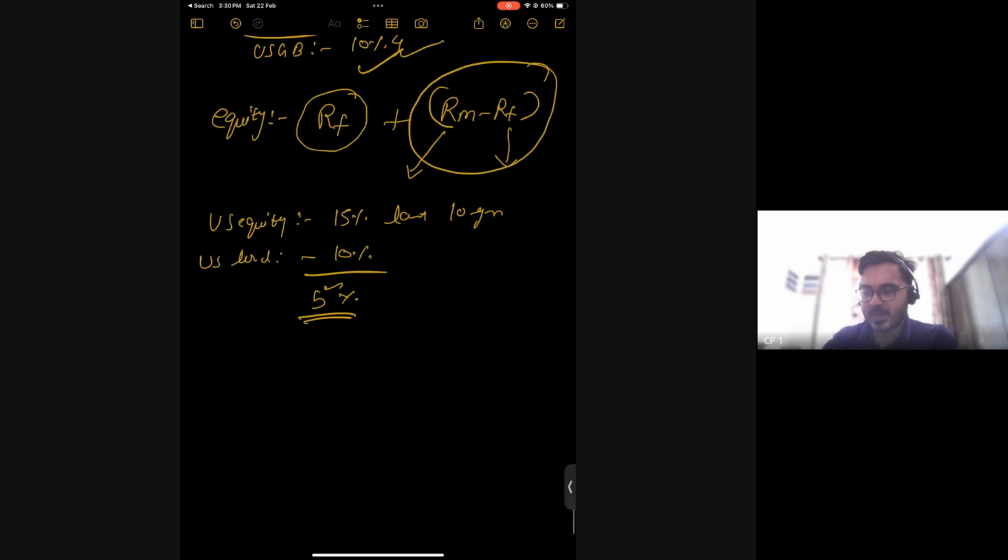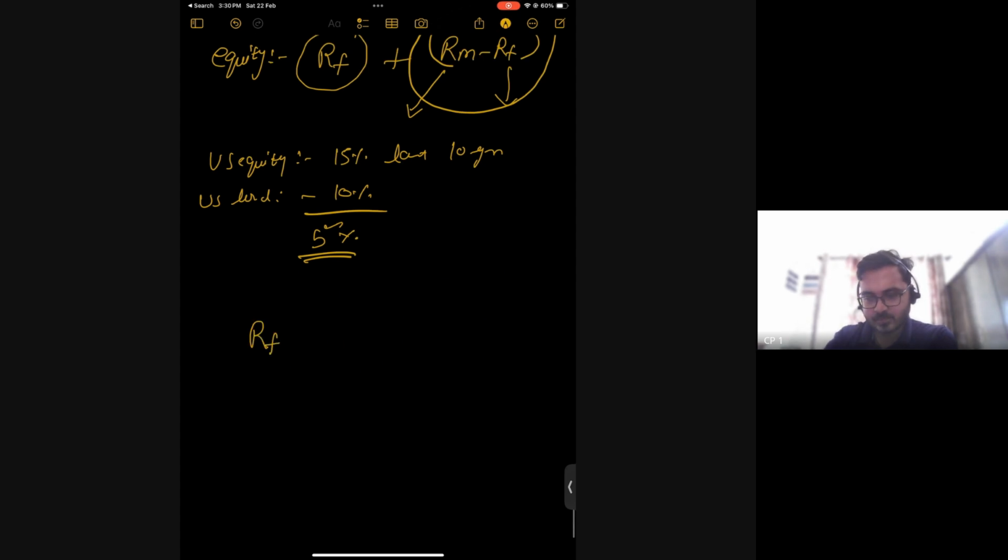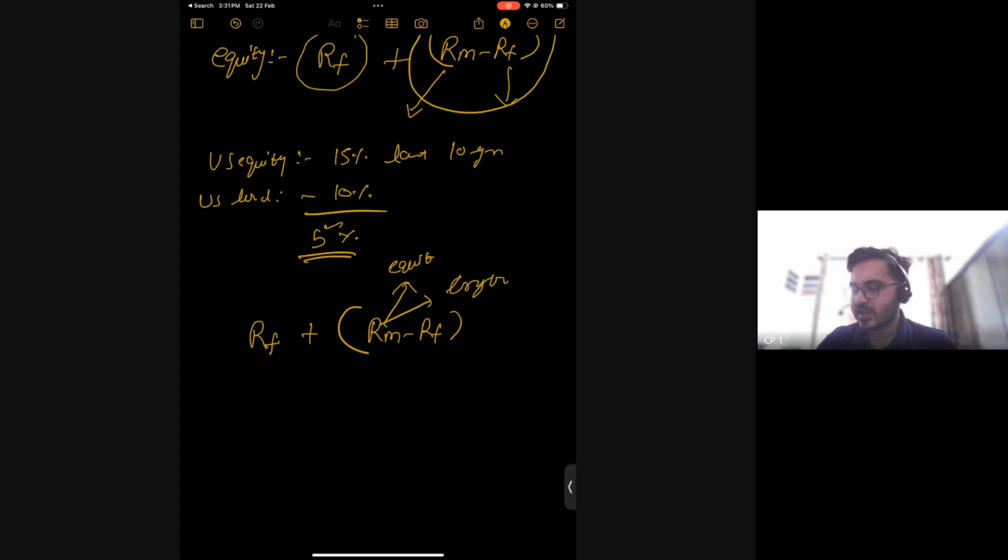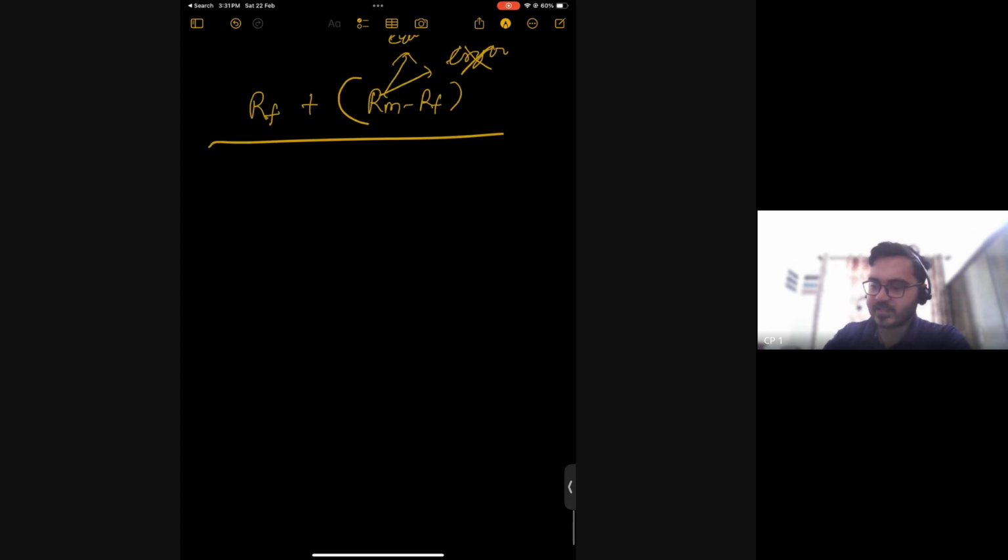So the bare minimum that you will need is RF. On top of that, you will need RM minus RF, which is the market rate of return offered by equities. In case of equities, this is market rate of return. In case of crypto, it can be crypto rate of return. So it depends which market I'm talking about. Here I'm only talking about equities. So when you're investing in equities, you will say, sir, I'll need the risk-free rate, plus give me the return over and above the risk-free rate, which is 5%. So what it comes to is 10% plus 15% minus 10%, which is equal to 15%.